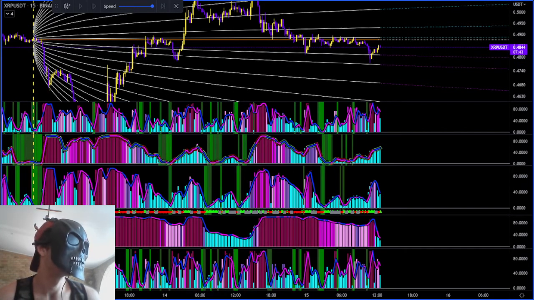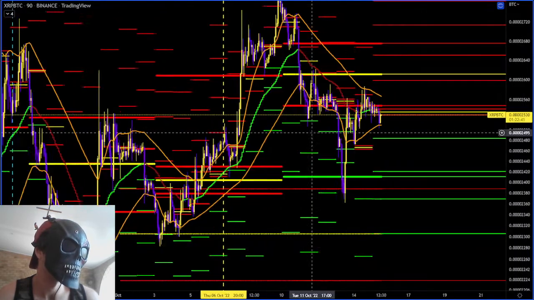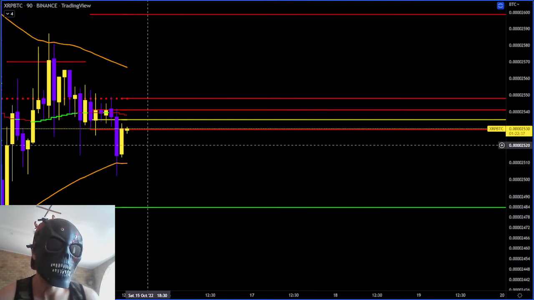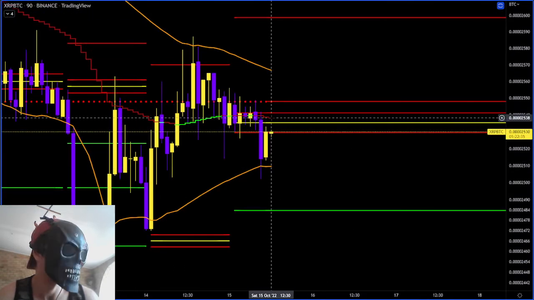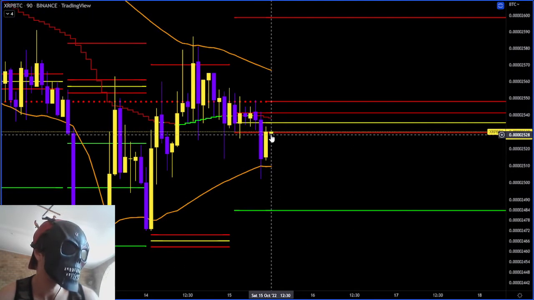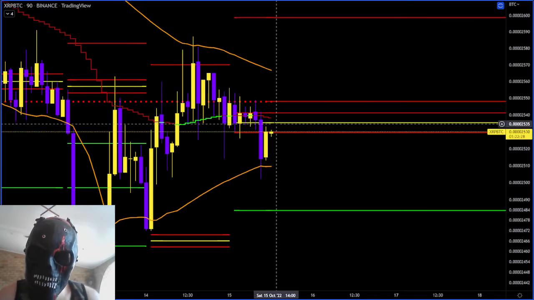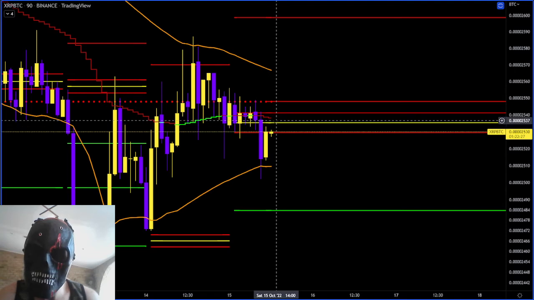Okay, cool. Then what I'm going to quickly do is flick over to XRPBTC just to observe. This is the 90-minute. What you can see here is we have a mean reversion point at 2538, and we're currently sitting at 2529. This is your daily mean, so expect a failure here or a push through here.